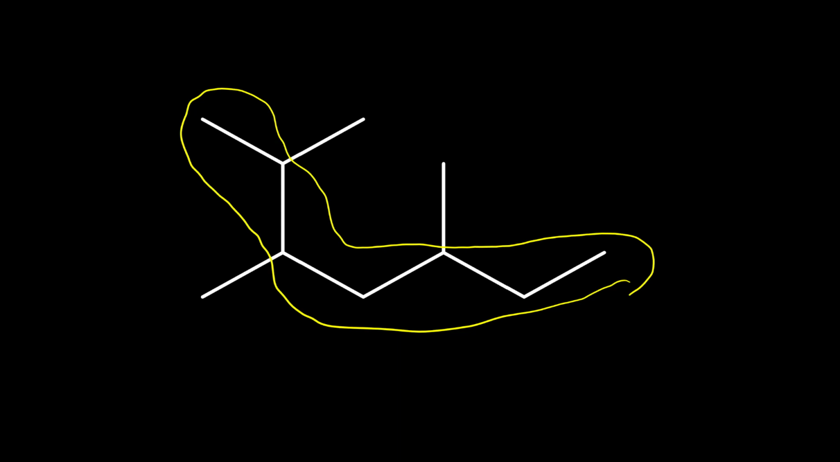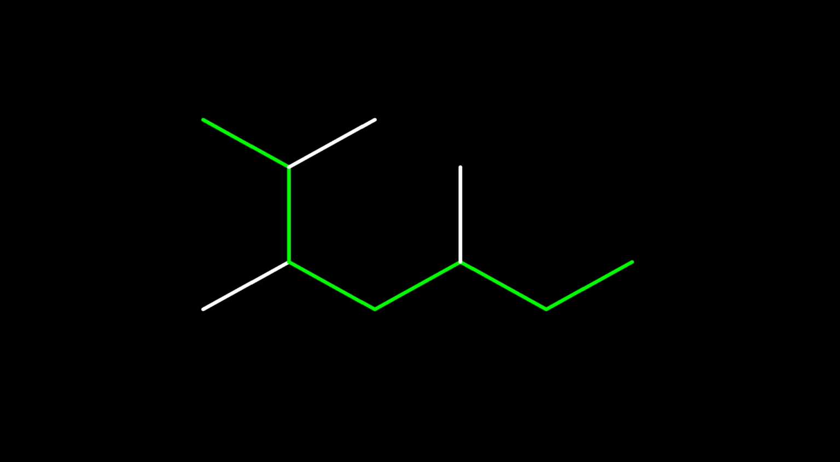Going to root this group or that group is the same, so I just choose the left one. This chain has 1, 2, 3, 4, 5, 6, and 7 carbon. So this is our parent chain. Now we need to number the parent chain. If I start from here, the third carbon is the first substituent. And if I start from here, the second carbon has a substituent. So we need to start from the left side.